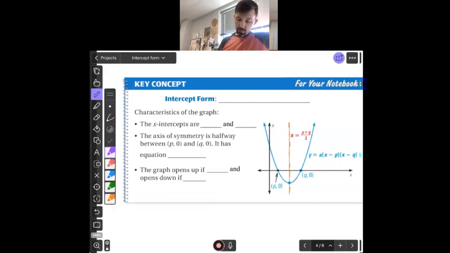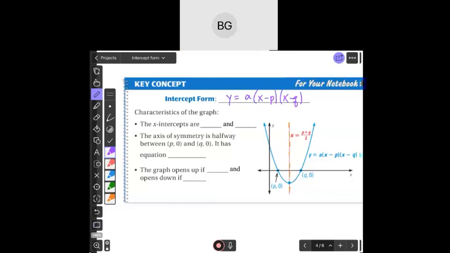So this is called intercept form. So it's y equals, or f of x equals a, right? There's our good buddy a, x minus p times x minus q. Okay, so there's our new form, x minus p times x minus q. So why it's called the intercept form is because it tells us the x-intercepts. You know, we had vertex form, which told us the vertex when we looked at it. Standard form didn't tell us too much, but we did see the y-intercept was sitting there at the end of the problem. So this tells us the x-intercepts.